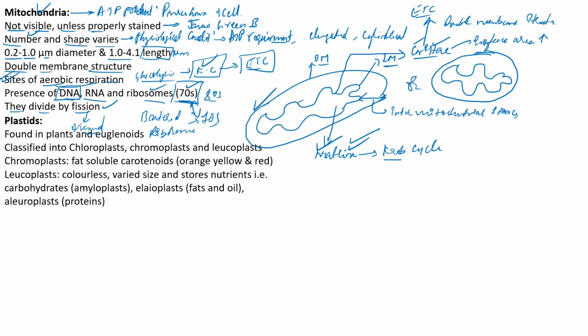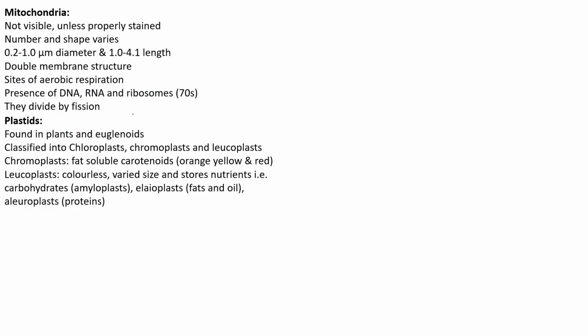Now, plastids are exclusively found in plants and euglenoids. What do you mean by euglenoids? We have an example, that is Euglena. Euglena is quite a special unicellular eukaryote. The reason is that in the presence of sunlight, it can produce its own food with the help of photosynthesis. However, in the absence of sunlight, it is a heterotroph.